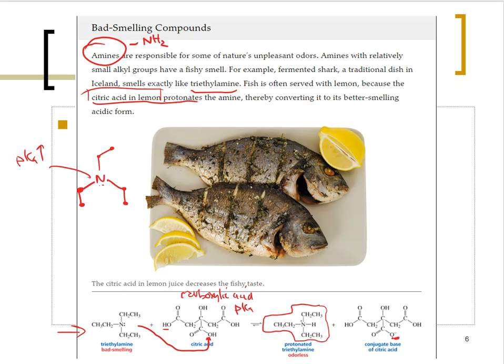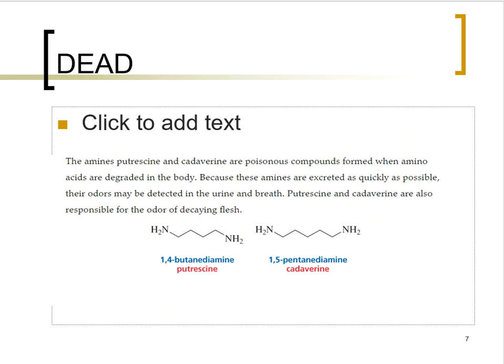And then citric acid is an acid, and this has some hydrogen that it can give off, definition of the acid, and that amine can pull that hydrogen off, become protonated, and now all of a sudden that smell goes away. Here are a couple of more amines.